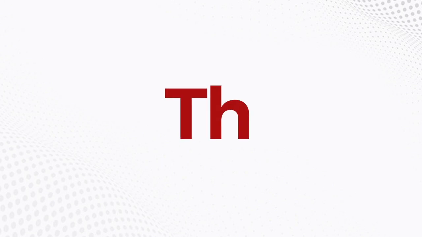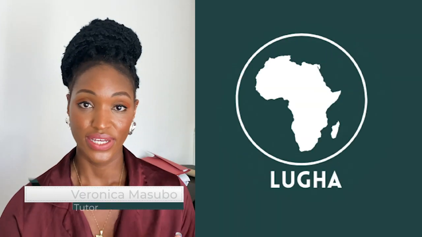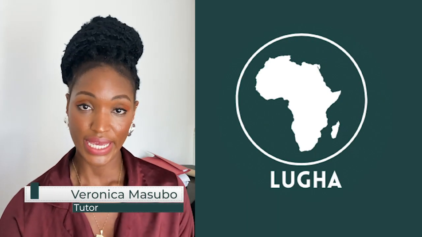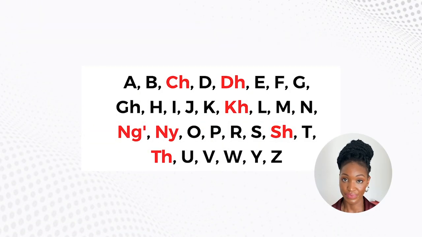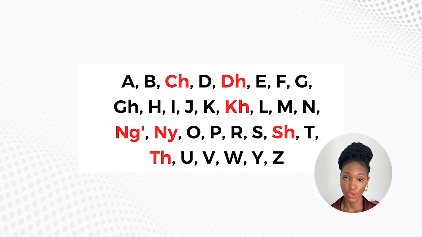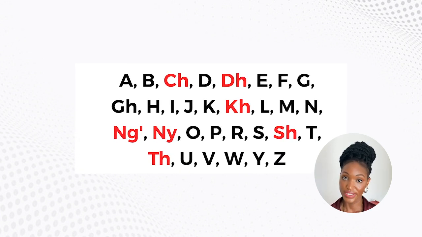Th, which is spelled TH, U, V, W, Y, and Z. So just looking at that alphabet list, you can see that the Swahili alphabet misses the C. And for us, the C we replace with a K.